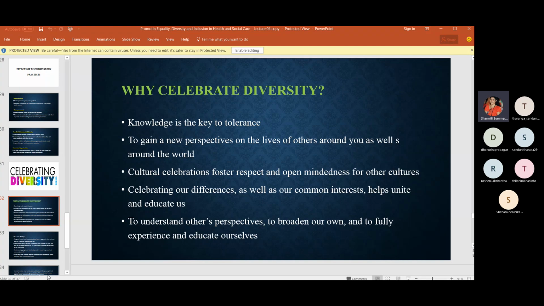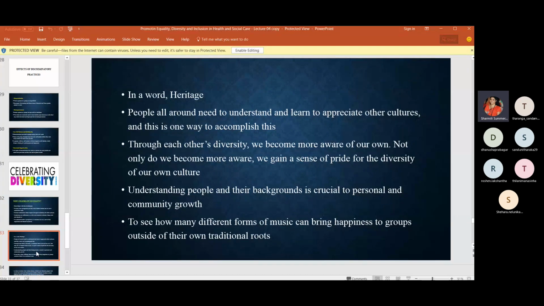It won't discriminate anyone. To understand others' perspectives, to broaden our own, and to fully experience and educate. So our experiences and knowledge can be broadened, and we can educate ourselves and also educate other people, and we can change the thoughts of other people as well once we get a full understanding regarding this diversity.